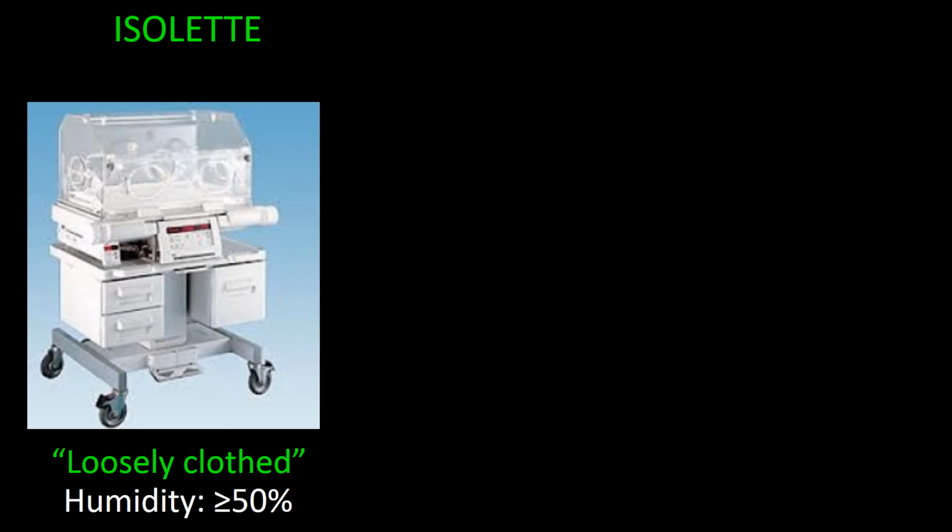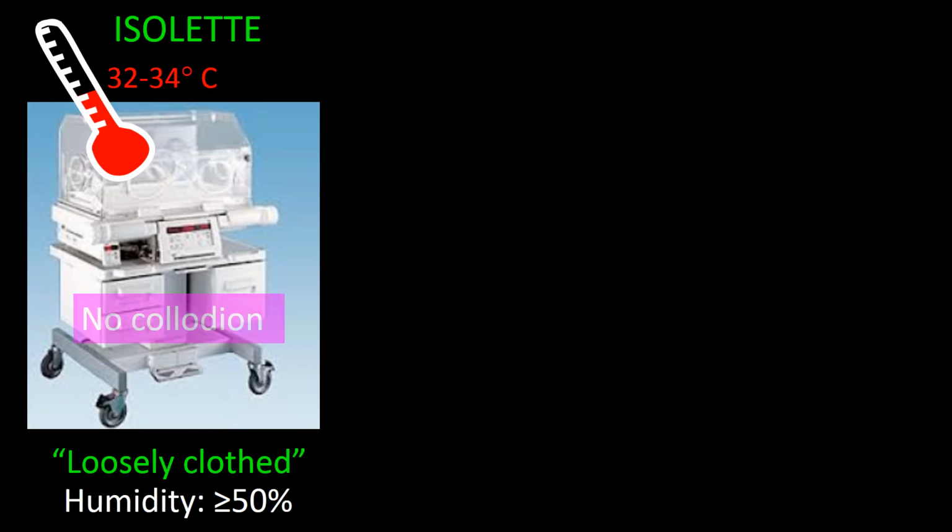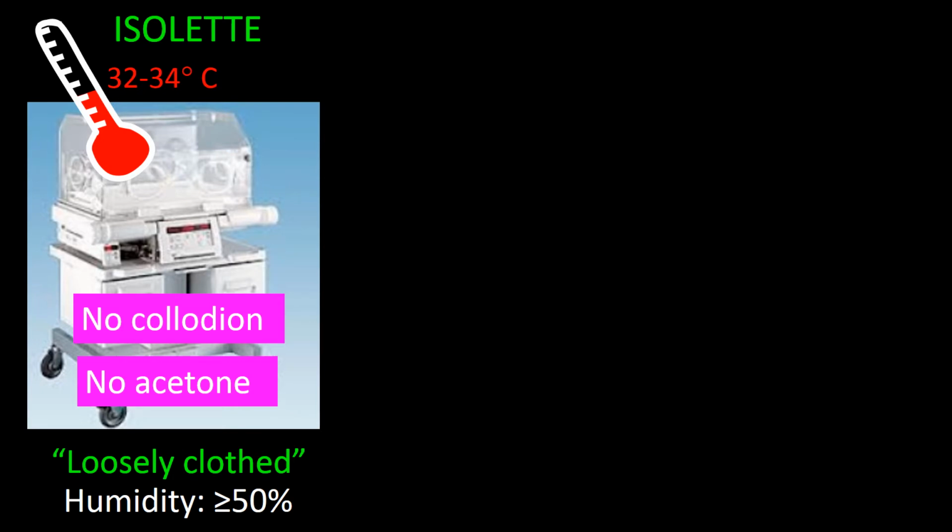When the recording takes place with the neonate in an isolette, the patient during the procedure should be loosely clothed. The humidity inside the isolette should be 50% or more, and the temperature inside the isolette should be 32 to 34 degrees Celsius. No collodion, no acetone should be used inside an isolette.